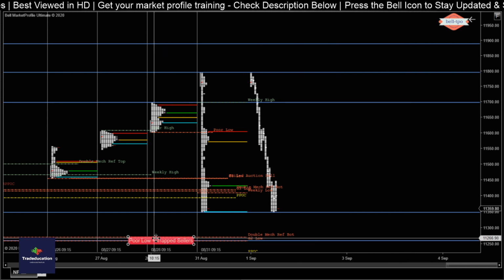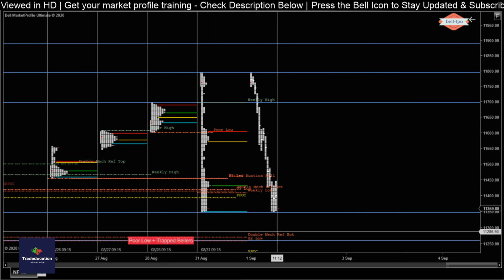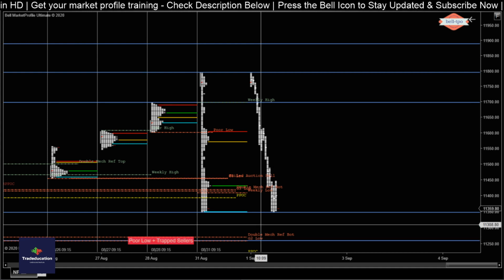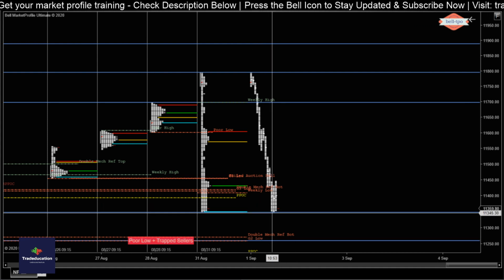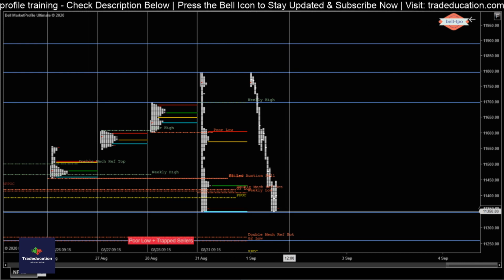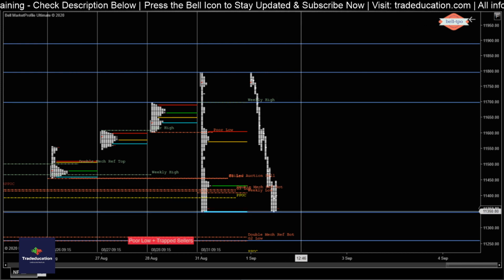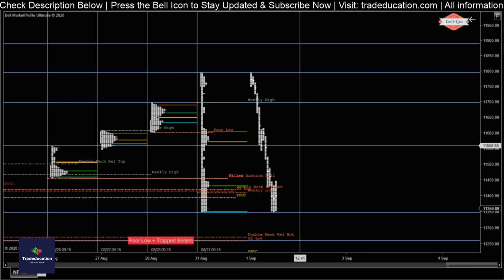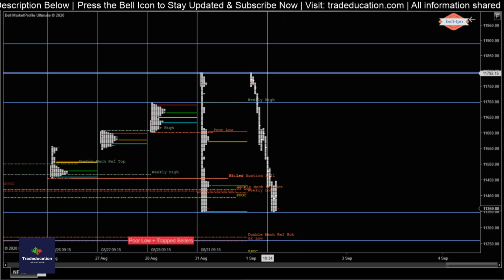So let me also add here. So this is the poor low. Also this is a G2 low, and here if you see, there are clustered lows where again buyers stepped in. So some of the references which I'll be looking to monitor is the low. Then there are these single prints, and if you see, there are three distributions.